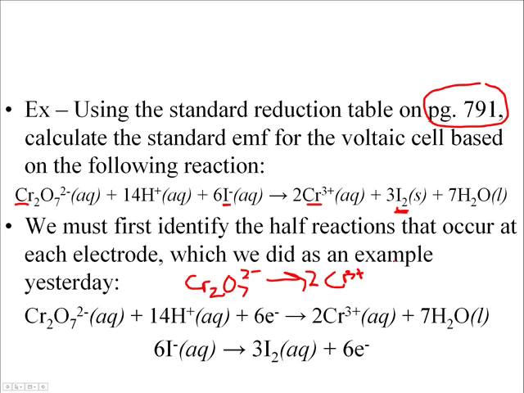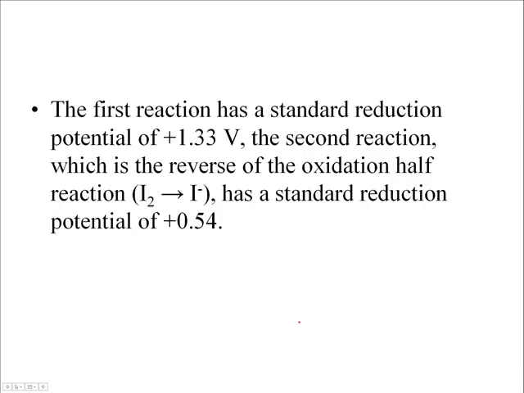Okay, then you balance the oxygens, balance the hydrogens, and so on. Then we do the same thing here, balance the electrons, so our two reactions come out to be that. And then we look up those values. The first reaction has a standard reduction potential of positive 1.33. The second reaction has a standard reduction potential of 0.54.